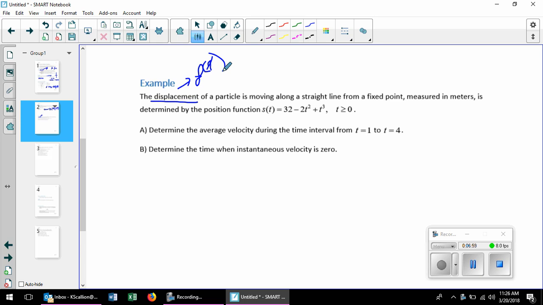Determine the average velocity for the time interval from t equals 1 to t equals 4. And then determine the time with an instantaneous velocity of 0. Super easy. Super duper easy.